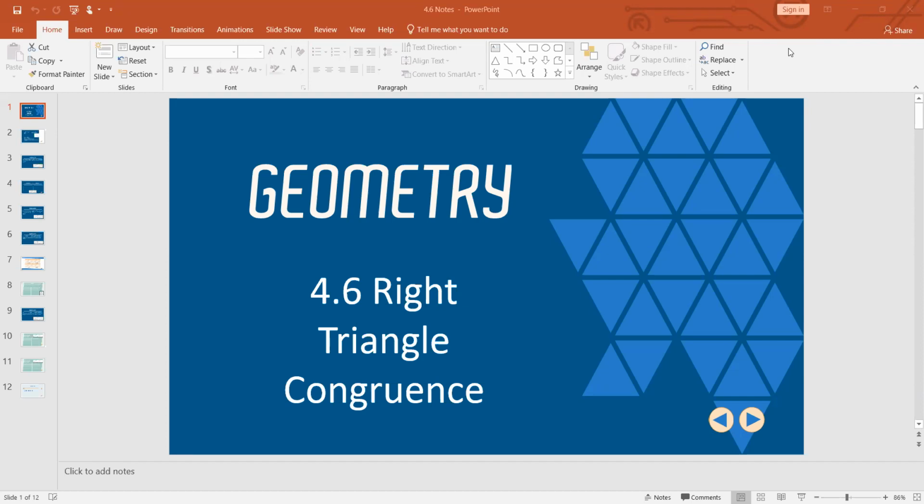Section 4.6 gives us a little bit more of a version of the congruency postulates and theorems that we've covered so far in chapter 4. These are specifically related to right triangles. And there's a separate video that I just posted that covers an additional proof that I'll talk about here in a minute. But let's go ahead and start off.